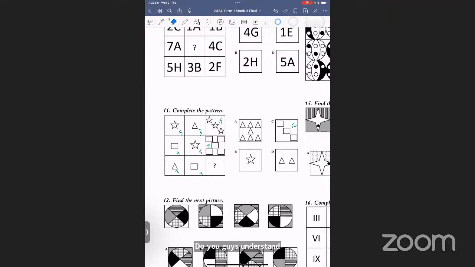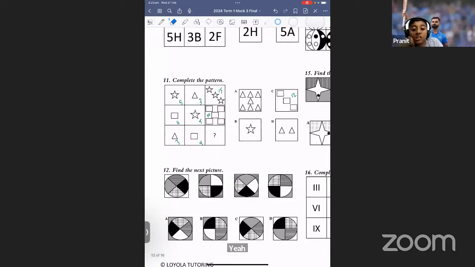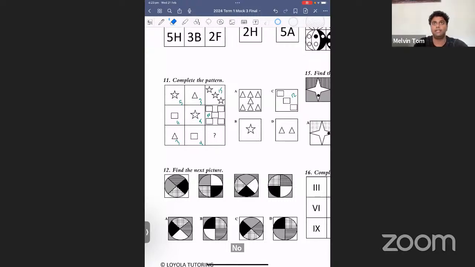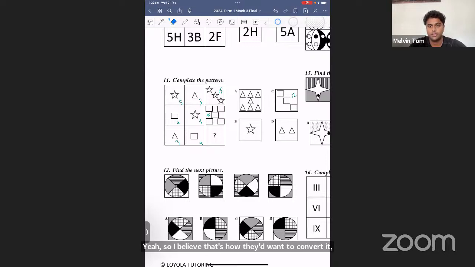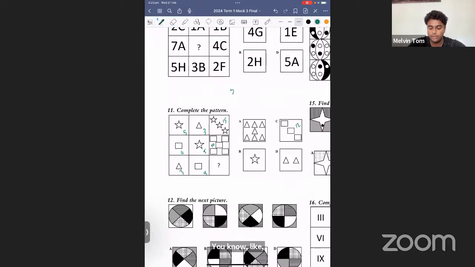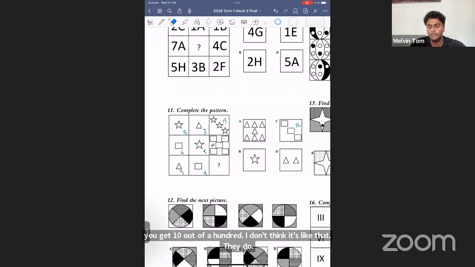Yes, Melvin. If we have 35 questions, then how do they mark it out of 100? Is it percentage-wise? So I believe that's how they want to convert it, but I don't think it's a perfect percentage. They don't just go, oh, you got 3.5 marks out of 35, so you get 10 out of 100. I don't think it's like that. They do a bunch of other stuff in between.